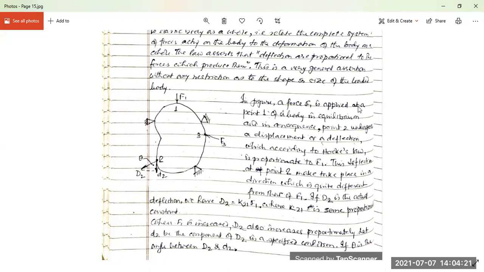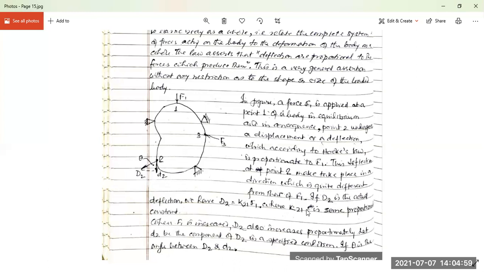So here we have a force F1, and D2 is the deflection at point 2, which according to Hooke's law is proportional to F1 itself. This deflection at point 2 may take place in a direction quite different from that of F1. It means that it is not parallel or concentric with the line of action of F1. It can be in a different place and in a totally different direction itself.